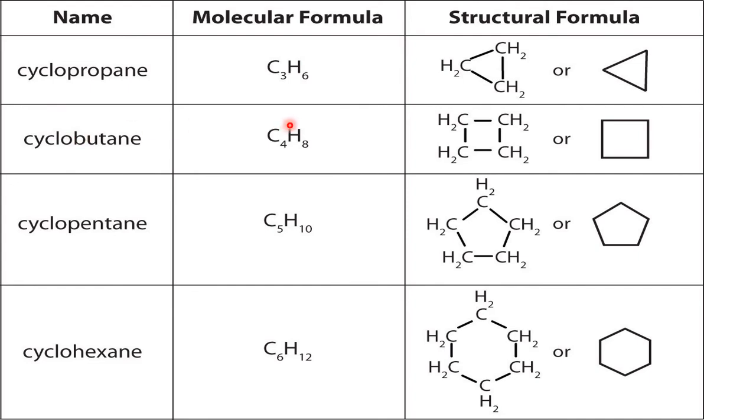Cyclobutane, butane in cyclic form, bond line. Cyclopentane, 5-carbon pentane in cyclic form, expanded, bond line. Cyclohexane, 6 carbon atoms, not an open chain, it is a closed chain, expanded. This is what a ring structure, closed structure, bond line is.